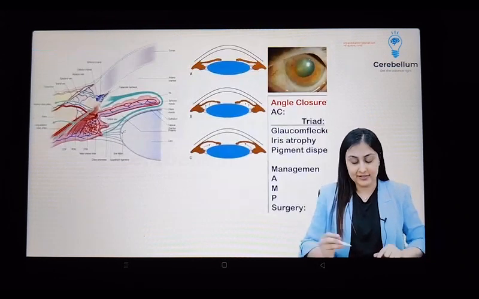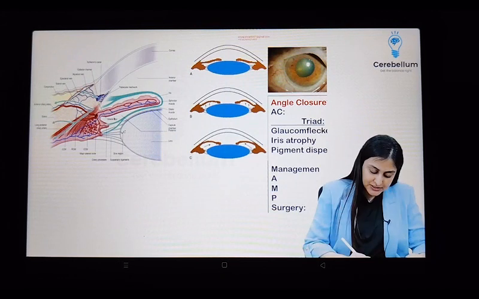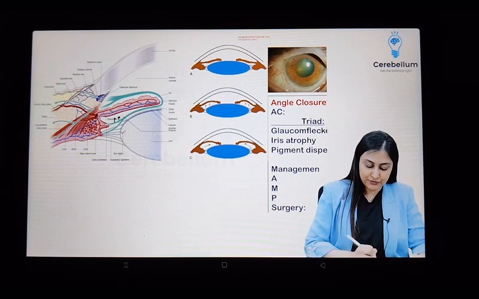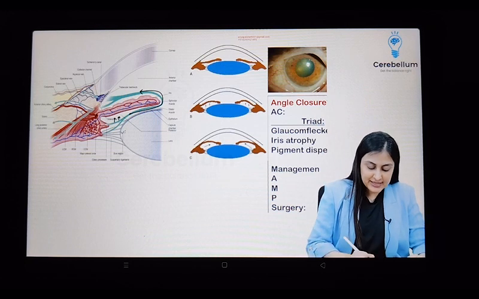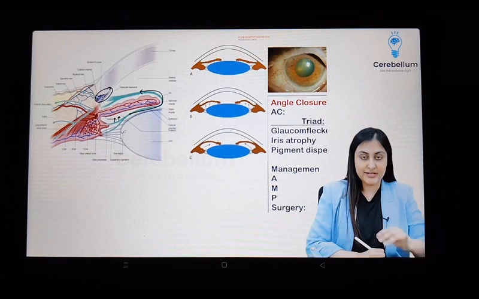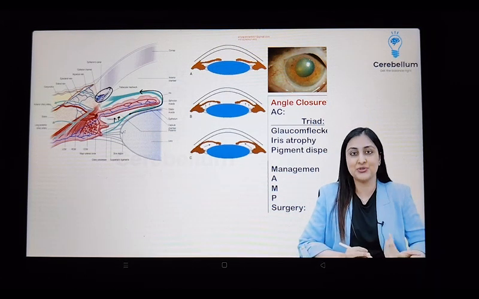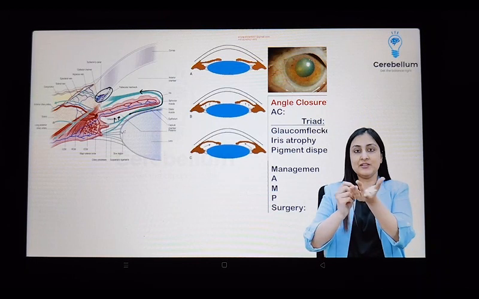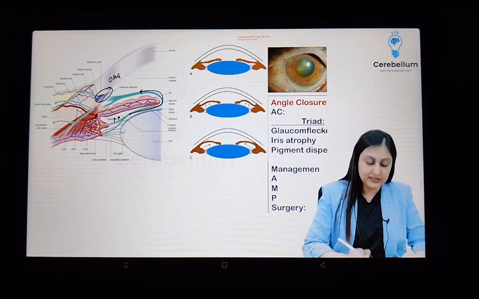So first, what is this angle that we are talking about? So for this, you need to know the drainage of the aqueous humor. So this is where the aqueous humor is getting produced from. From this posterior chamber, it enters the anterior chamber like this, and then it enters into this trabecular meshwork where it is absorbed. So this is just like any sort of sewage drainage that you want to remember. So when that drainage pathway gets blocked, you're going to have more pressure. So this is known as open angle glaucoma.